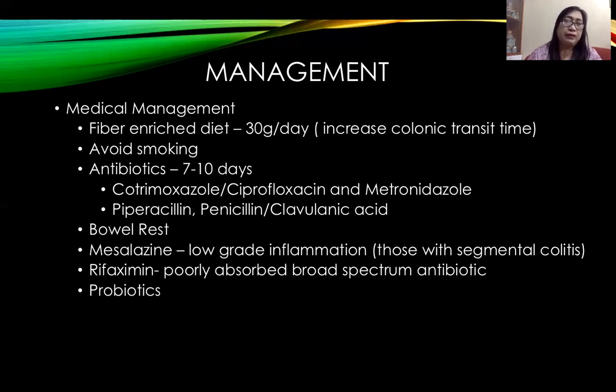And in diverticulitis, you may give broad spectrum antibiotics for 7 to 10 days, covering specifically your gram-negative bacteria. You must rest your bowel. So you place the patient on NPO while there is ongoing infection. You may put the patient on TPN first while treating the ongoing infection.